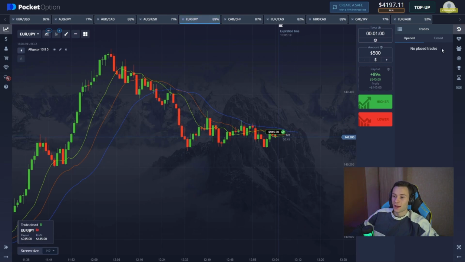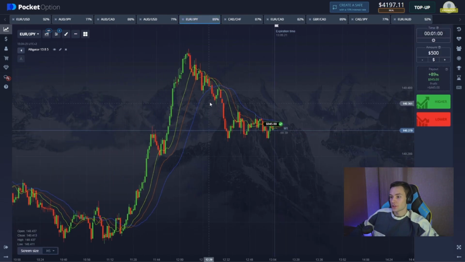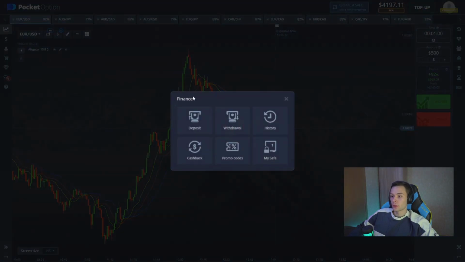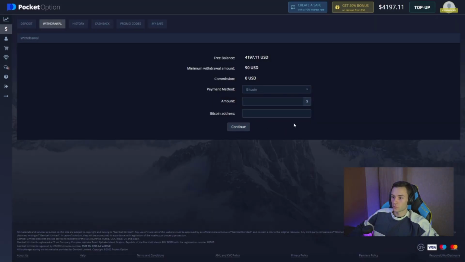So guys, our final trade is in profits, we got $4,200 on our balance. Great result, considering the fact that we started with $1,500. And let's finally move to the withdrawal. We're gonna withdraw to my BTC wallet.